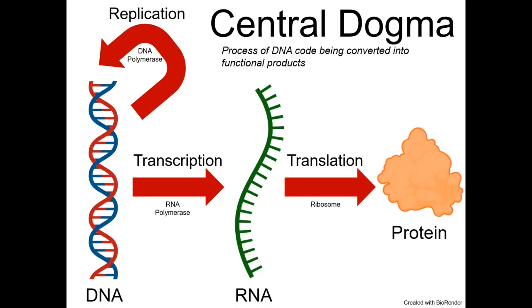The central dogma is the process by which DNA code is converted into functional products that can then build noticeable structures like the leaves, flowers, fruits, and stems of a tomato plant.